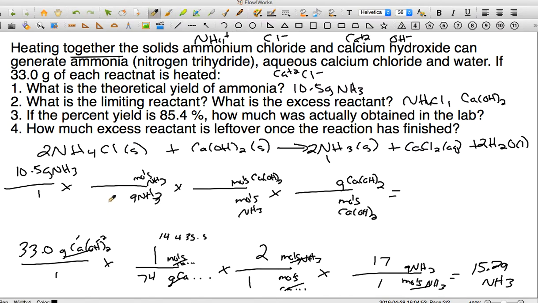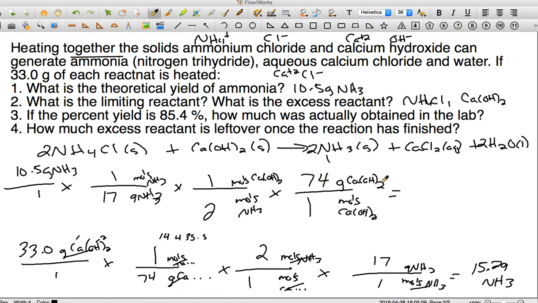So if we go moles to grams, it's 17 grams for 1 mole. So remember, it's the step flipped. Moles of NH3, there's 2 of them. For 1 Ca(OH)2, it's the step flipped. And then 1 mole is the mass of calcium hydroxide, which is 74, so it's that step flipped.